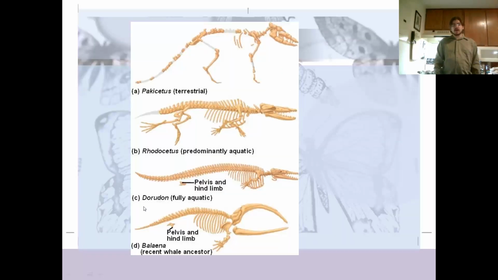So you can see we have the pelvis and hind limb here being reduced in size and importance over time. And so we have this shared ancestry between whales and terrestrial animals. Pretty awesome.